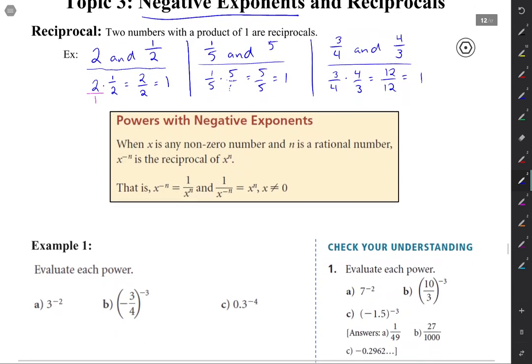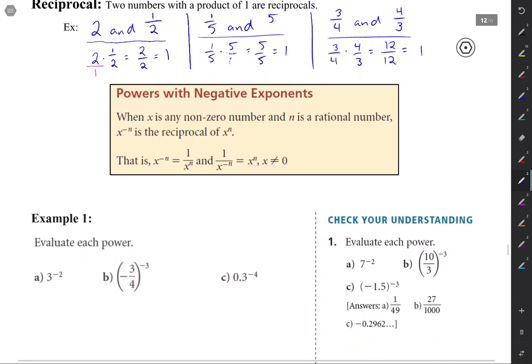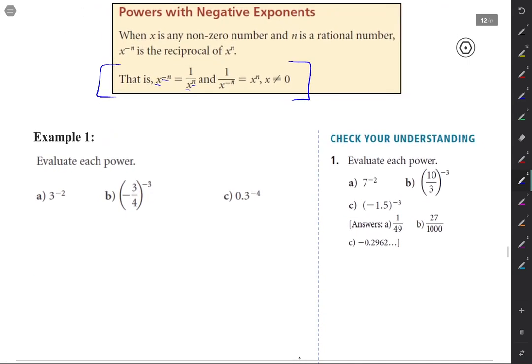So now let's look at negative exponents. So here it's explaining our rule. If the exponent is negative, what we do is we take the reciprocal of the base number here, so the x moves into the denominator, and then our exponent becomes positive. That's what this is saying. So let's look at example 1 so we can see what happens here.